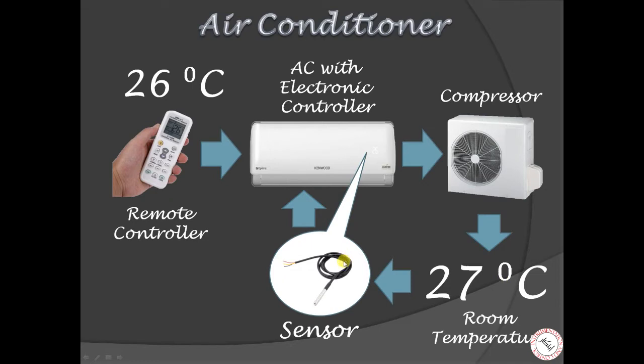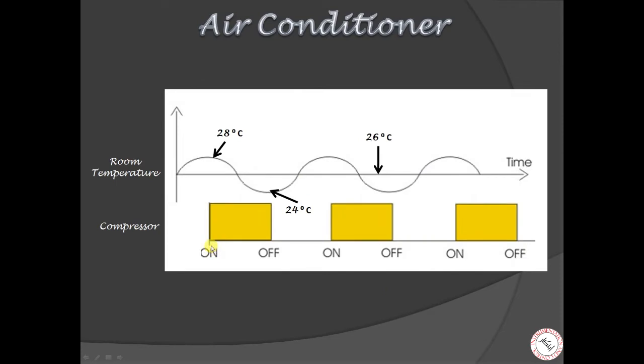Once the room temperature drops below the required set temperature of 26 degrees Celsius, the controller in the air conditioner sends a signal to the compressor to turn off. But since the ambient temperature, or the temperature outside the room, is higher, it causes the room temperature to rise again above the required room temperature of 26 degrees Celsius. The compressor turns on again and the on-off cycle continues to control the room temperature near the required temperature of 26 degrees Celsius.